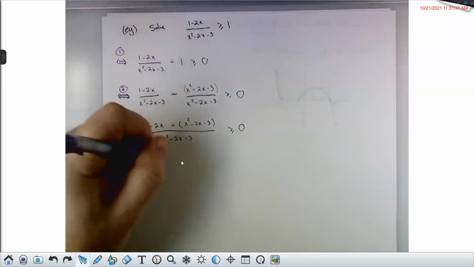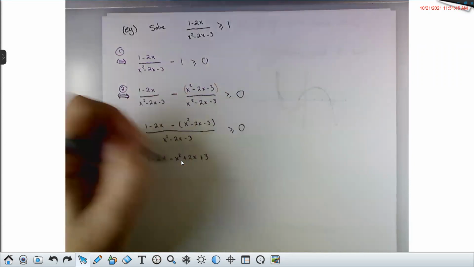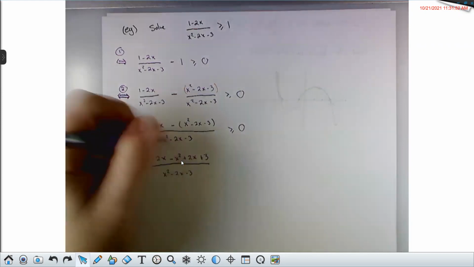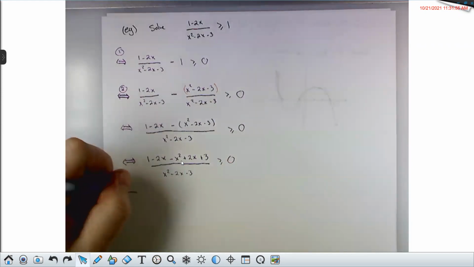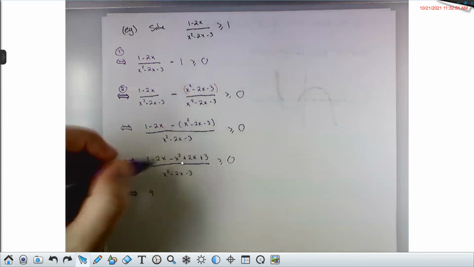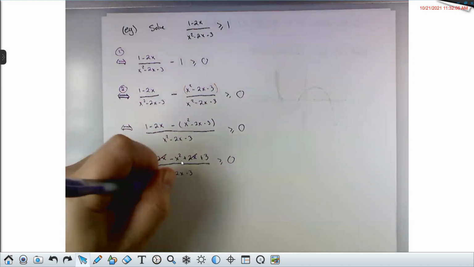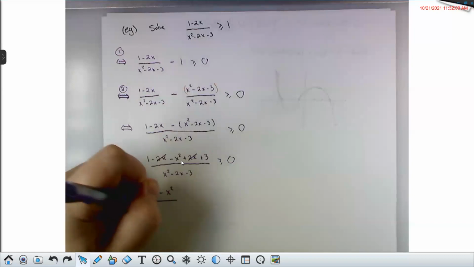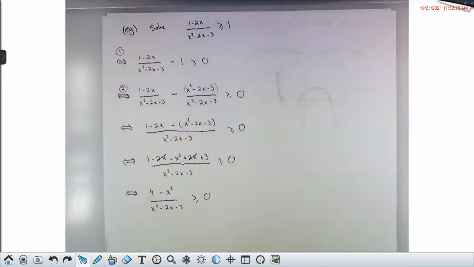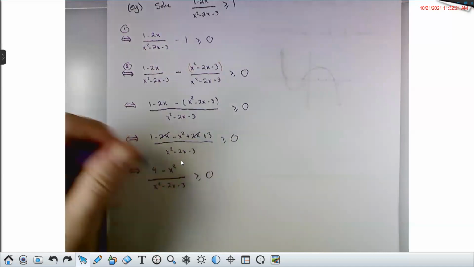So this is 1 minus 2x minus x squared plus 2x plus 3 when we distribute, over x squared minus 2x minus 3 is greater than or equal to 0. And then combining all the like terms, I've got a 1 plus 3 is 4. I've got a minus 2x and a plus 2x, those go. And I've got a minus x squared. And then downstairs here, still x squared minus 2x minus 3. And it's at this step that I would suggest factoring. So how does 4 minus x squared factor?